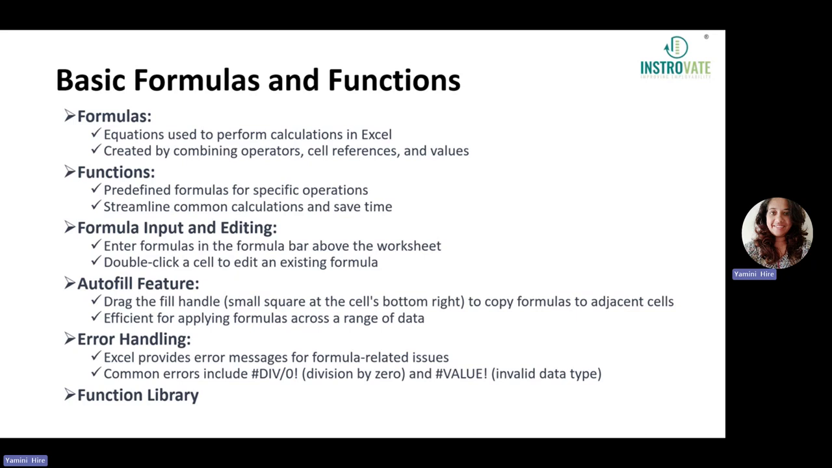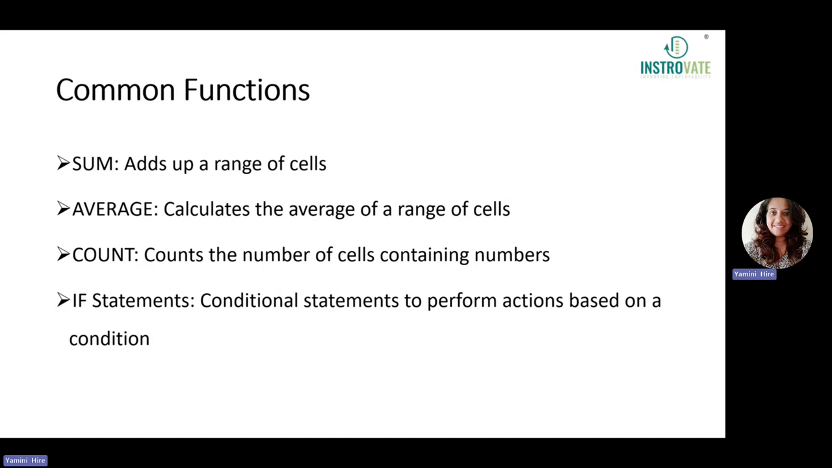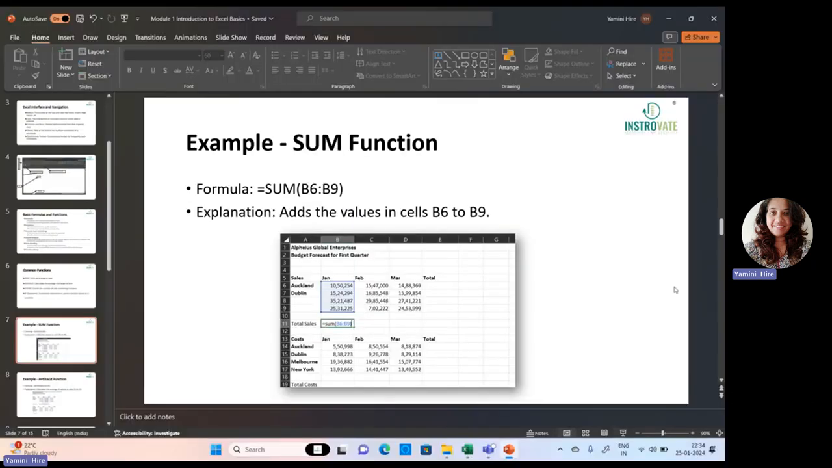And there is error handling for common errors like division by 0. You can understand that division by 0 is not possible. Another common error is invalid data types, where you are trying to enter numbers in a string, and it can give you an error in the formula. Let's see what can be given. First I'll explain all these things using common functions like sum, average, count and the if statement. Let's understand one by one.